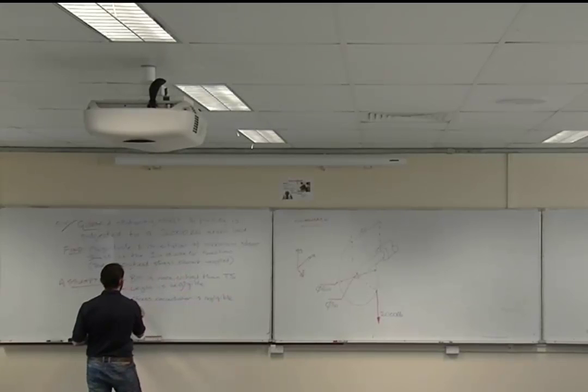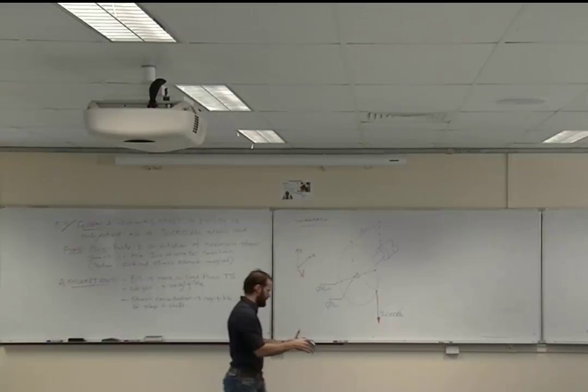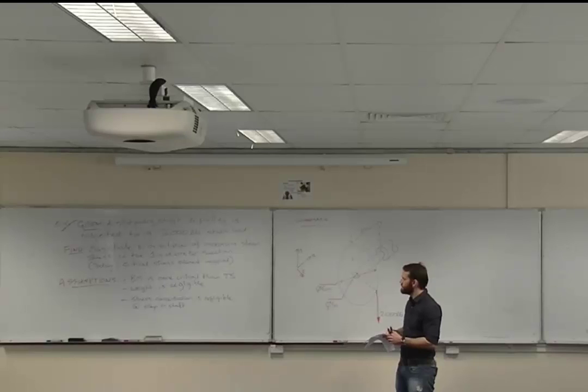Okay. What do you reckon our analysis steps are? What's the first thing we do? Free body diagram. What's the second thing we do? Shear diagram. Yep, shear force, bending moment, torque. Anything else? That's about all of them. And then what do we do?